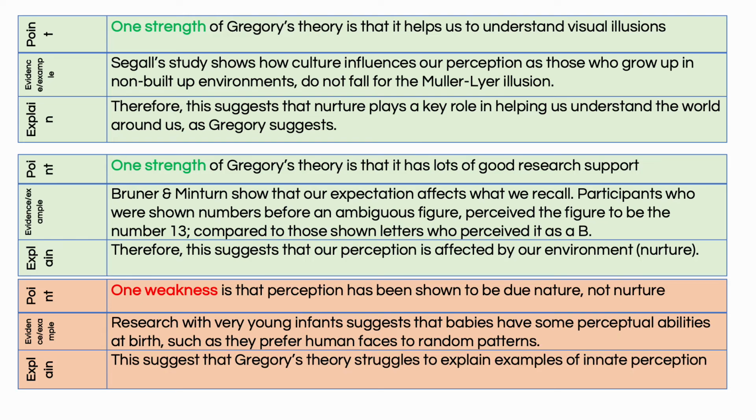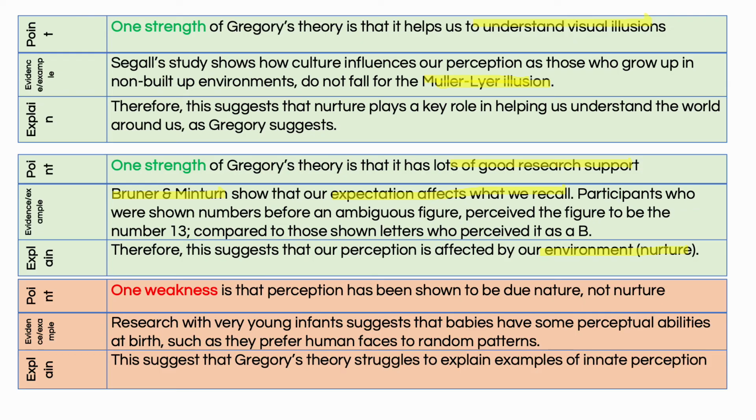Okay, so here are some evaluation points that you can use for Gregory's theory. One is that it is useful. It helps us to understand visual illusions, such as the Muller-Lyer illusion, which is what we've just recapped. Another strength is that it's got lots of good research support. When you think about the studies you've looked at, like Bruner and Minturn, and I have a separate video on that key study if you want to go back to it, but it was about how expectation affected recall, again, showing that it's due to our environment, it's due to nurture, which is what Gregory suggests.